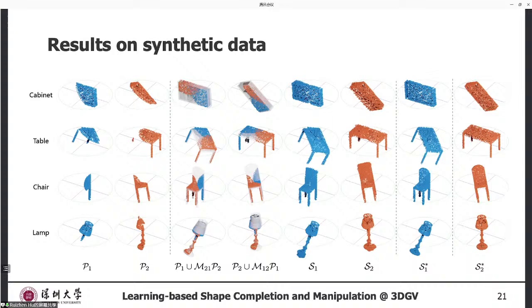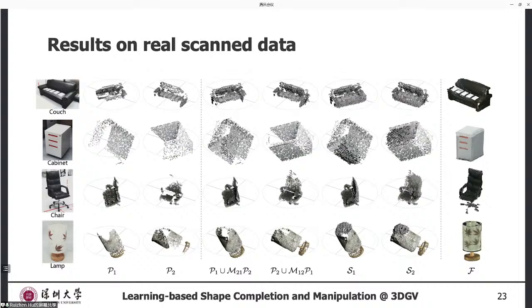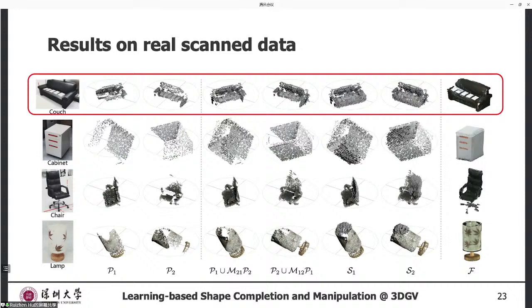To demonstrate the generality of our method, we use 3D scanners to manually scan several objects from all those 8 categories for testing. Here are the results on the scanned data. Note that the input partial point parts can still be correctly aligned, even though the point clouds are noisy and non-uniformly distributed. Here are the results on other four categories. We can see that on the first row, although the two parts of the couch are quite noisy and cover different regions of the couch, our method is able to successfully align them and complete the missing region in the front.